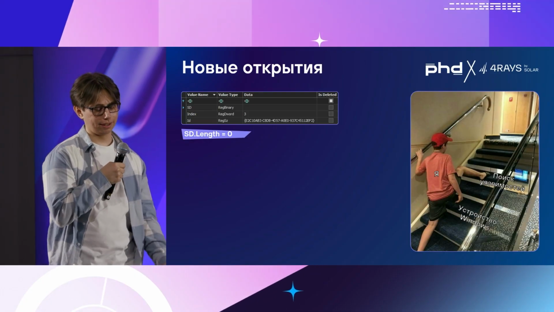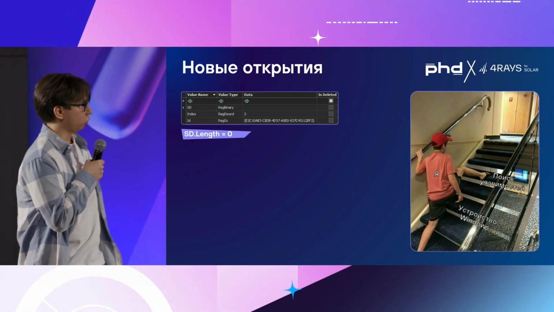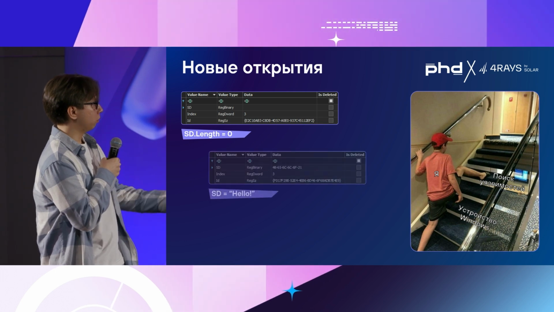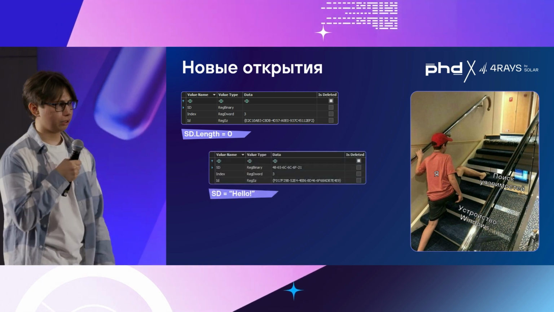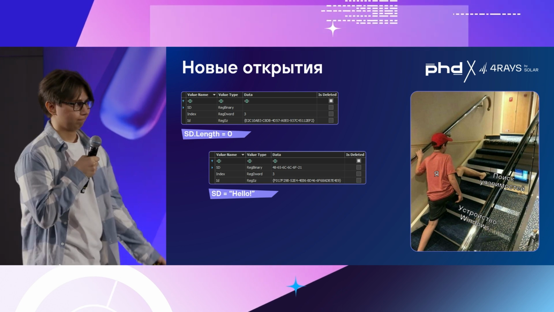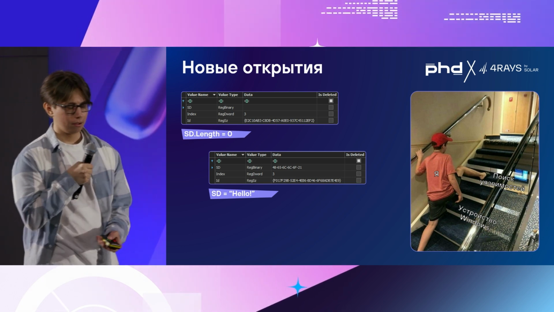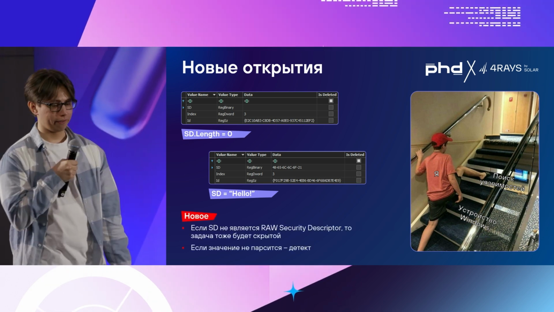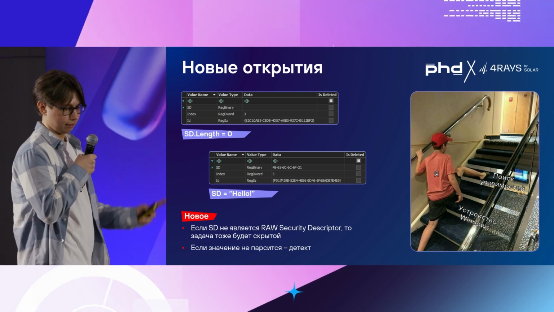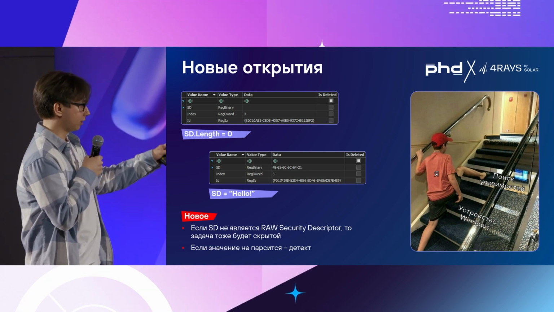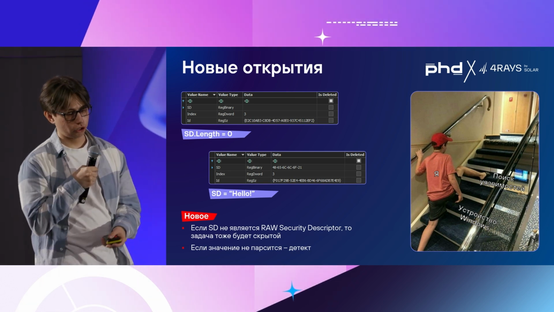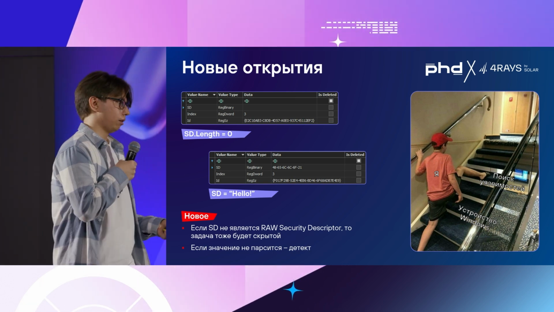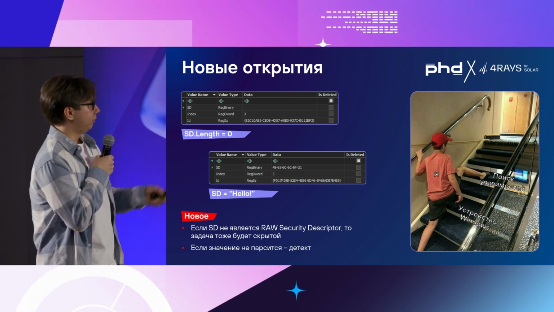Cache and empty massive data are different things. It's a different class of errors. Then I thought, what if I write hello instead of SD? The task got hidden, which means that the Velociraptor detection does make sense, but it's very weird. So we have a new detection rule: in case SD is not a security descriptor, the task will be hidden. So in case we cannot parse the value, it will detect.